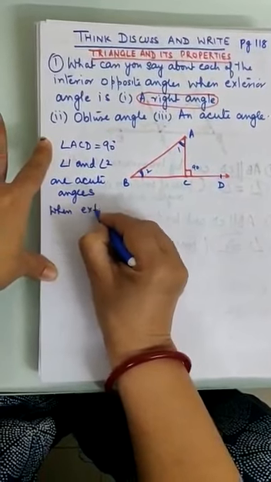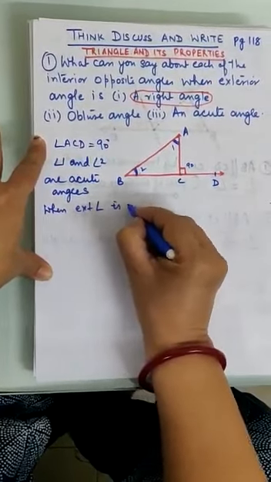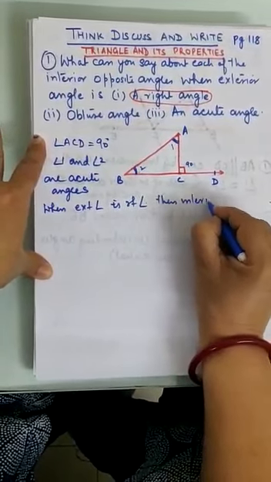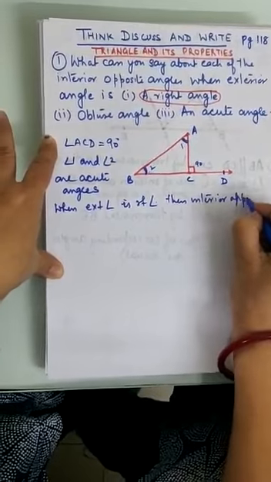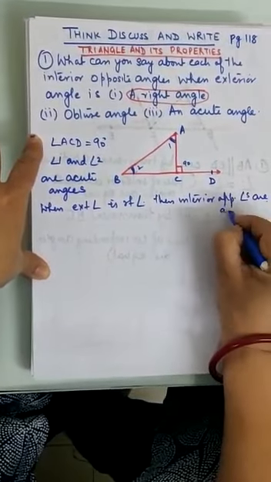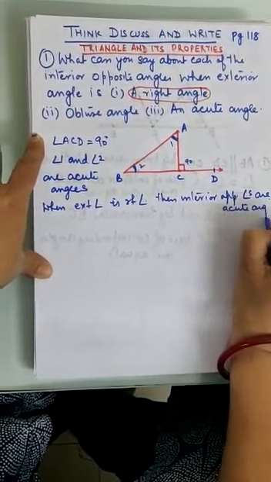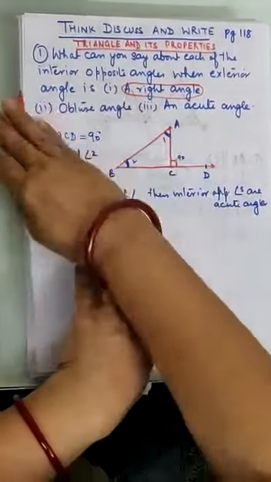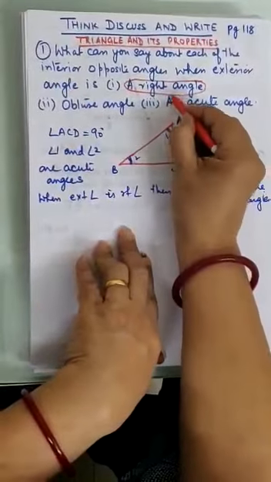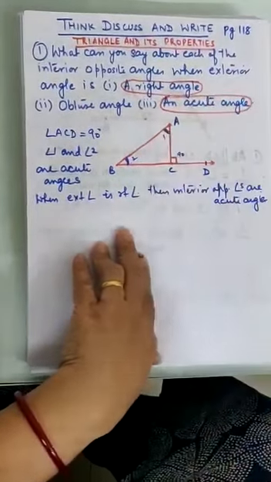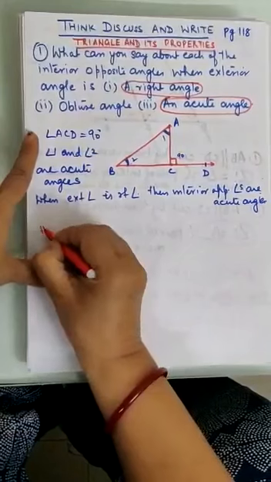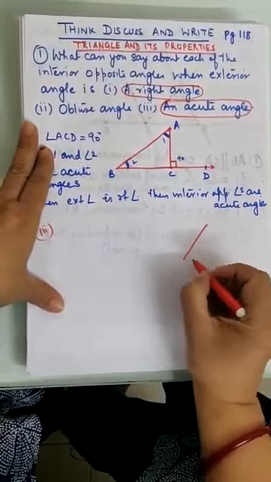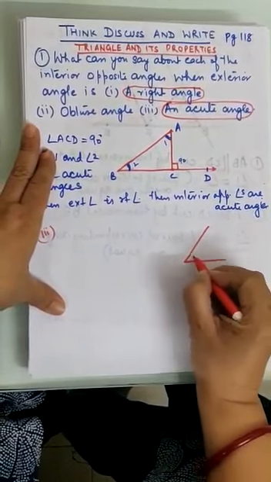When the exterior angle is a right angle, then interior opposite angles are acute angles. Is this clear? Now we shall do first the third part, when the exterior angle is an acute angle. Okay. Let us draw an acute angle. This is the acute angle.